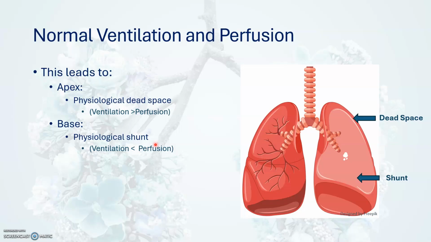Because ventilation is greater than perfusion at the apex, there's physiological dead space here, and conversely, because perfusion is greater than ventilation at the bottom, there's some physiological shunt at the base. Remember, dead space represents an area of lung that is ventilated but not perfused, whereas shunt is an area of lung that is perfused but not ventilated.